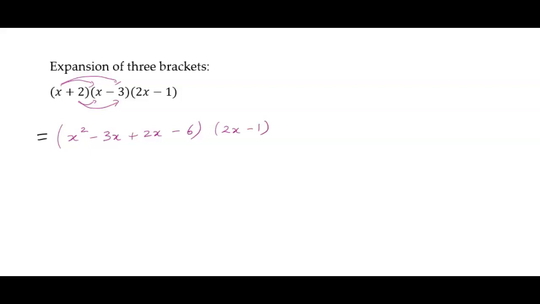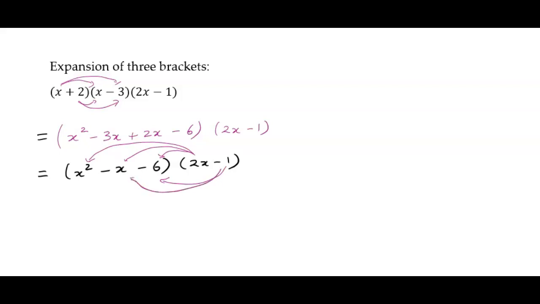And collecting like terms, I'm going to have x squared minus x, minus 1x basically, take away 6, and that's multiplied by 2x minus 1. From this point onwards we just continue our expanding again. The first step is to multiply everything with the 2x, and then we multiply everything with the minus 1. Exactly the same format, except it's just one additional step. So let's do that.